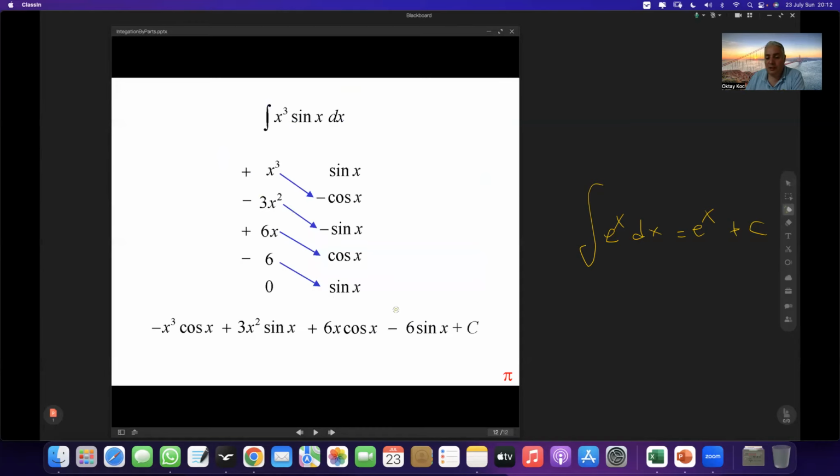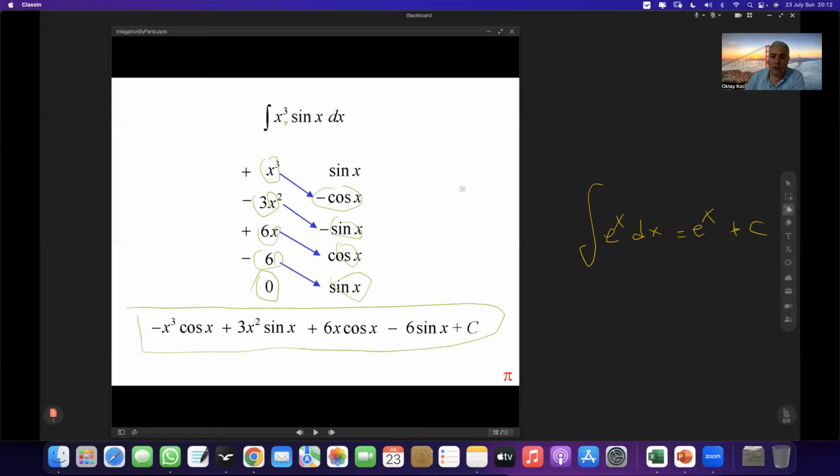Okay, if I use the tabular method one more time, x cubed sine of x, I know that the derivative of x cubed will at the end be 0: x cubed, 3x squared, 6x, 6, then 0, with signs plus, minus, plus, minus. The integral of sine of x is negative cosine of x, the integral of negative cosine of x is negative sine of x, the integral of negative sine of x is cosine of x, and the integral of cosine of x is sine of x. When we multiply these pairs together, we get this final result.